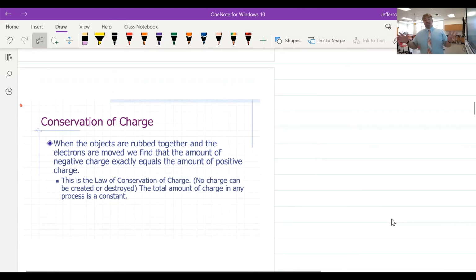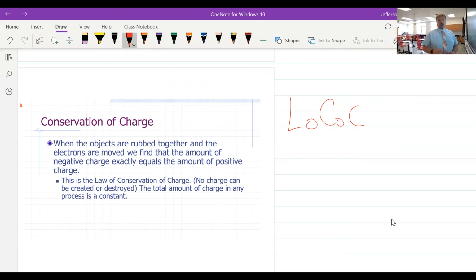Now, the last thing for today is that there is another conservation law, and that's the law of conservation of charge, or I'll put it as LOCOC, which states that the total amount of charge in any process must remain constant. So when you rip charges off of something and put them onto something else, the total charge of the system is going to stay the same. You are just transferring them from spot to spot. Charge cannot be created nor destroyed, only moved from spot to spot.